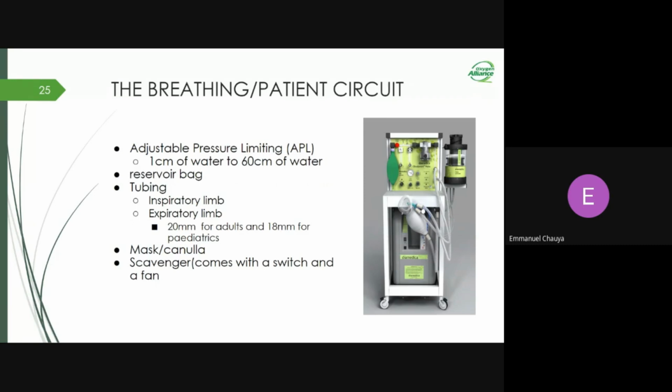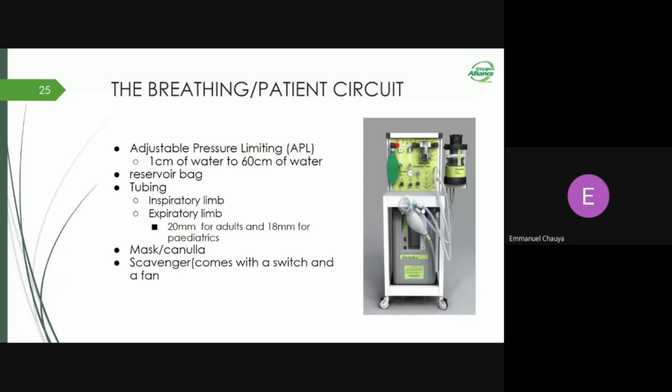So, a quick analysis of the patient circuit. You have important components like the adjustable pressure limiting valve, which we just saw that you can actually control the pressure threshold, and it ranges from 1 centimeter of water to 60 centimeters. And of course, we have already hinted on that. The recommended or the most common threshold is 5 centimeters of water.